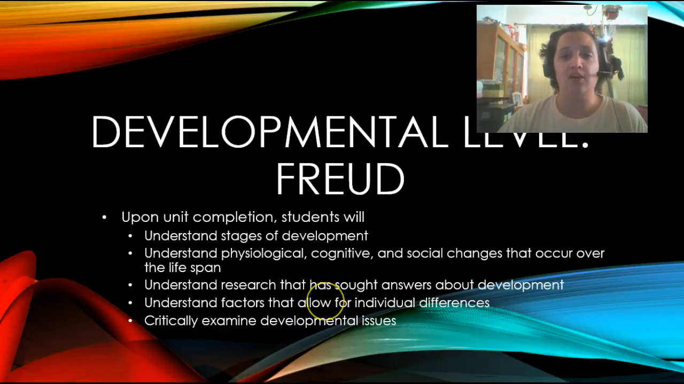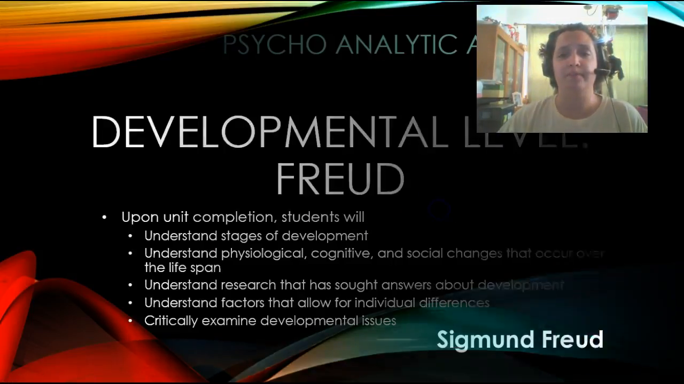As usual, here is the unit that we're finishing up. So we've been talking about the stages of development. Hopefully you're feeling pretty comfortable with those. We've been talking about the physiological, cognitive, and social changes that occur over our lifespan. We're looking at some research today, Freud's research on development. And we understand factors that allow for individual difference, and we've been talking about developmental issues. So hopefully you've been feeling pretty good about that.